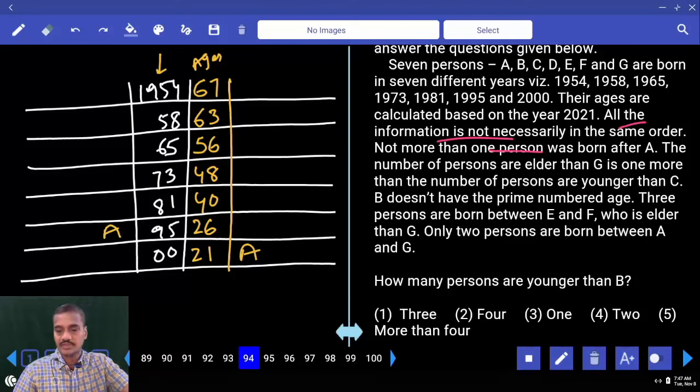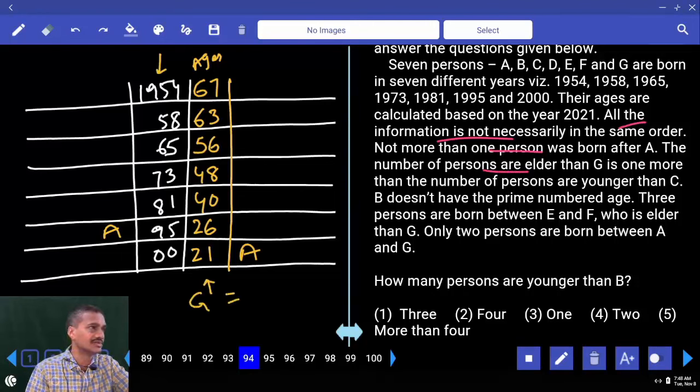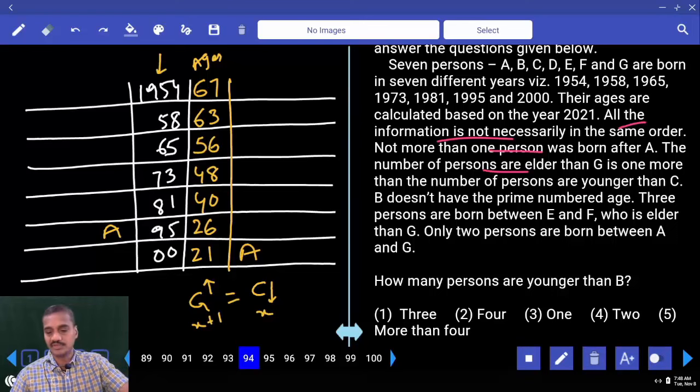And next one, the number of persons elder to G is 1 more than the number of persons younger than C. If this is X, this would be X plus 1, 1 more than the number of persons below C. B does not have a prime number age. Among these, only 67 is a prime number, and all the remaining are composite numbers. Hence B cannot be the 67-year-old.